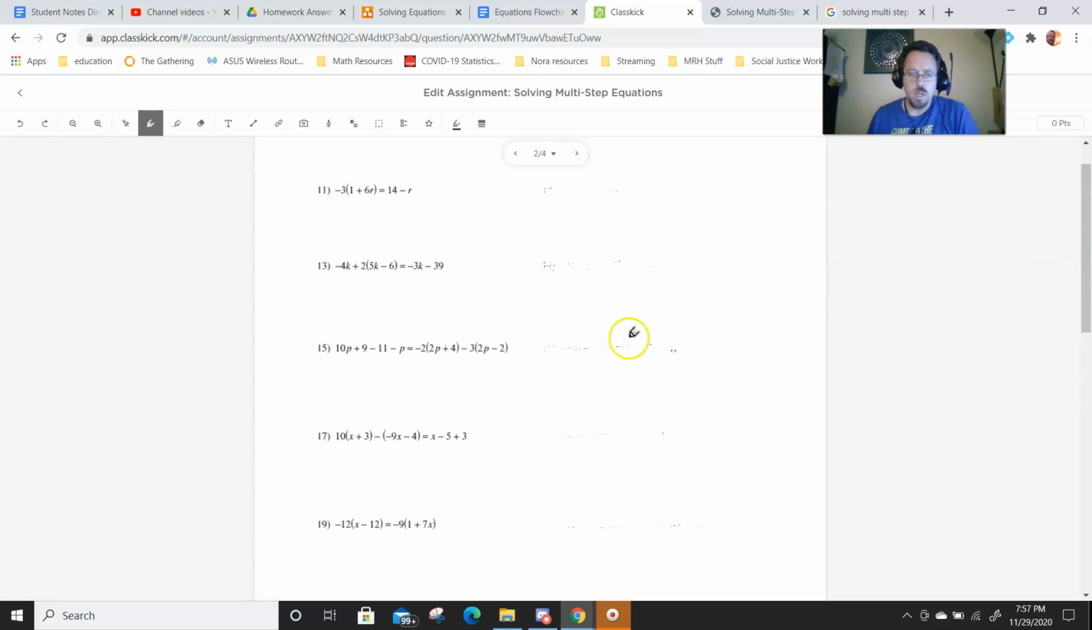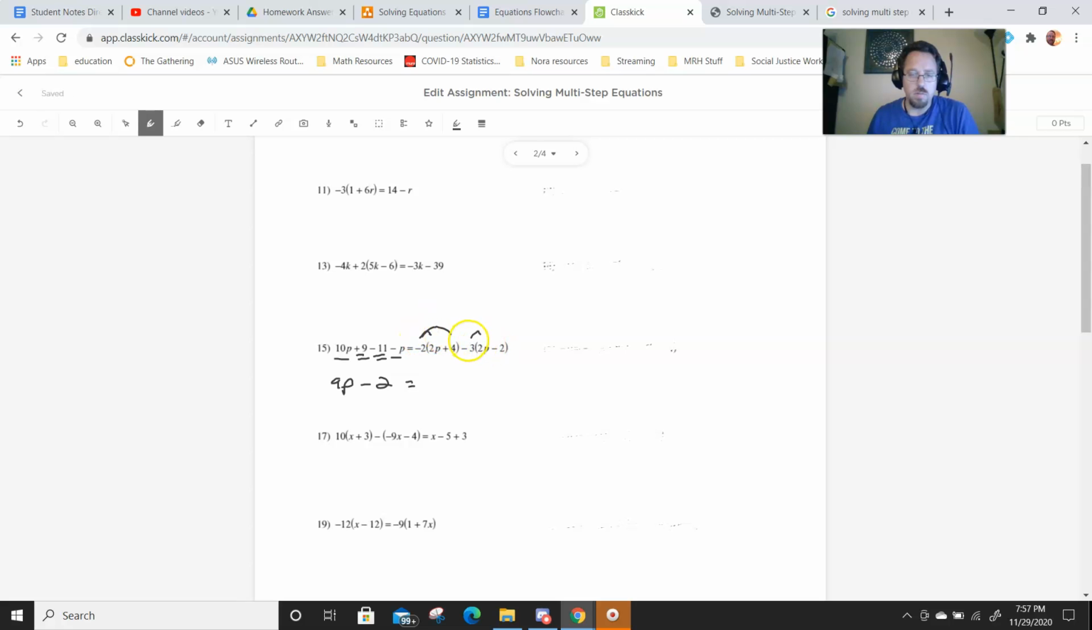Slide 2, I want to do one that's got quite a few steps in it. So let's do number 15. Okay, so in number 15, I'm going to start by combining like terms. So I have my 10p and my negative p, which is 9p. I have 9 and negative 11, which is negative 2.